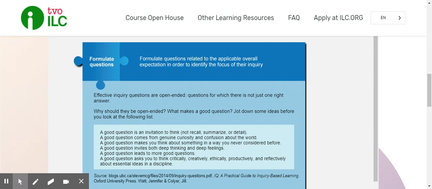A good question is an invitation to think, not just recall, summarize, or list details. A good question comes from genuine curiosity and confusion over the world. A good question makes you think about something in a way that you've never considered before. A good question invites deep thinking and deep feelings. A good question leads to more good questions. A good question asks you to think critically, creatively, ethically, productively, and reflectively about essential ideas in a discipline.